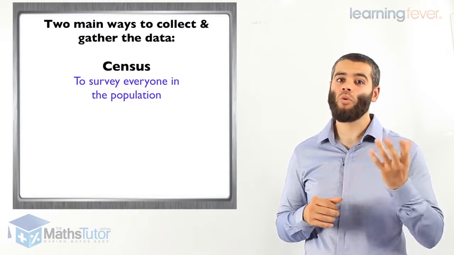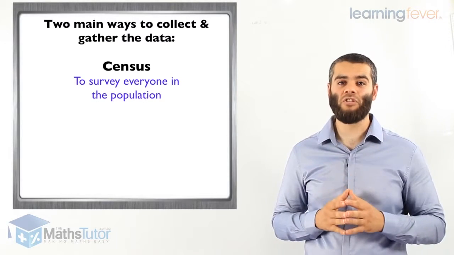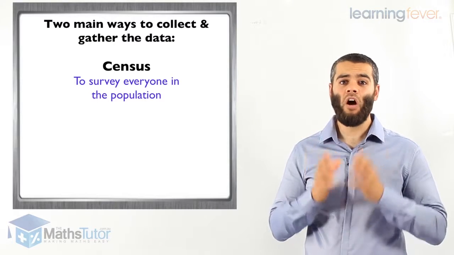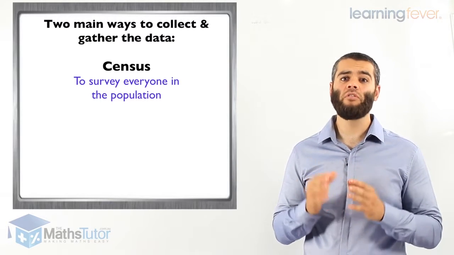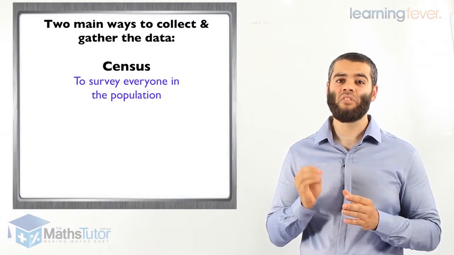What's a census? What's a sample? A census is basically to survey everyone in the population. So for example, in a high school there are 900 students. They're going to ask the 900 students, every single one, to complete this survey.